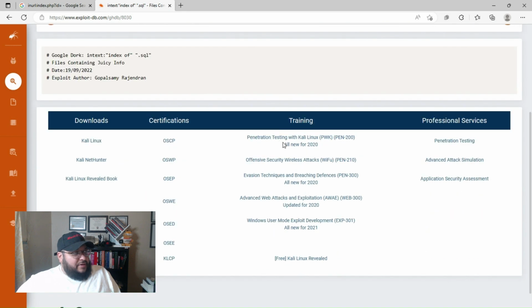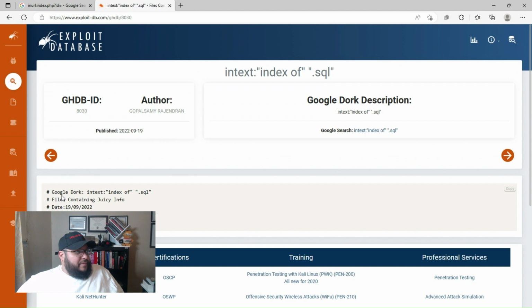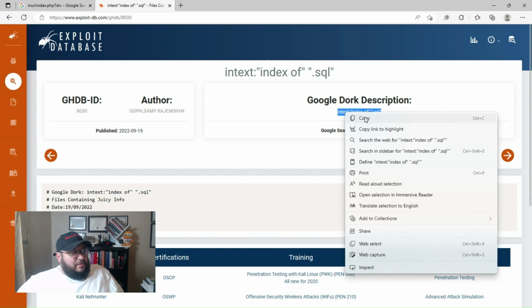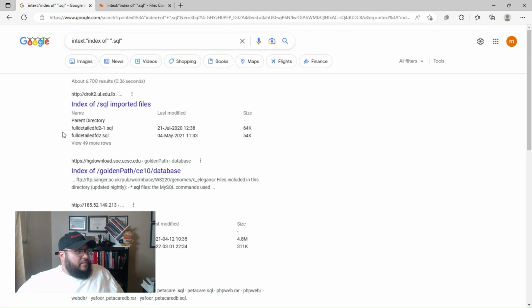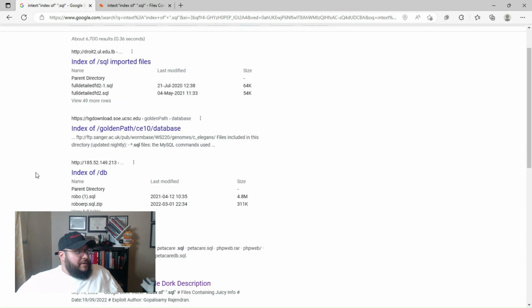Okay, penetration testing with Kali Linux, it's showing you training, you can use OSCP certification, Kali Linux. So this contains juicy info, files containing juicy info. I have no idea. But if you copy this, right? Copy. And then paste. Index of SQL imported files, right? I'm not clicking on any of this stuff because I really don't.